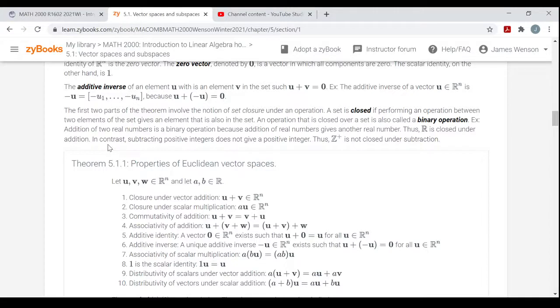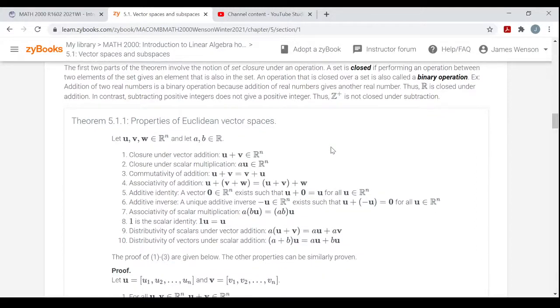On the other hand, in contrast, subtracting positive integers does not always give you a positive integer. 5 minus 7 is negative 2. So the positive integers are not closed under subtraction. So the operation of subtraction is not a binary operation for positive integers, because when you subtract two positive integers, you don't always end up with another positive integer.